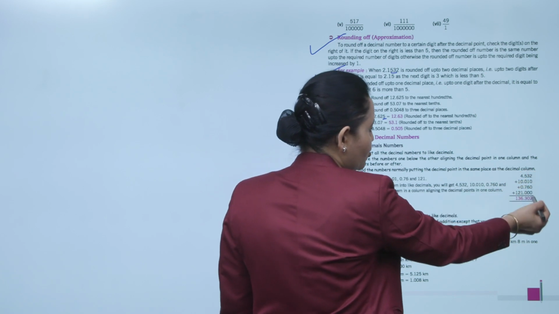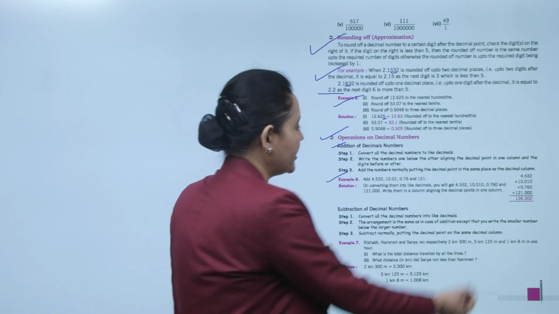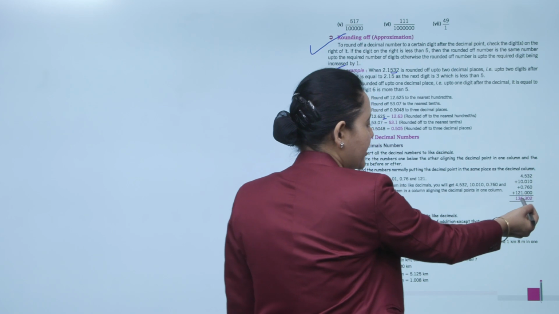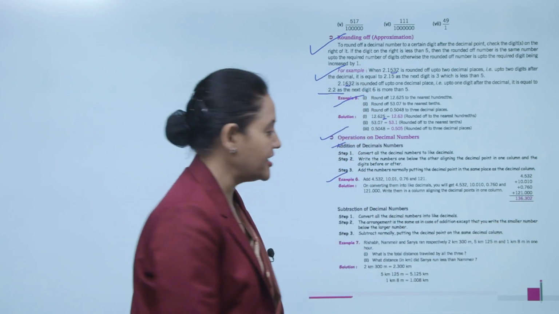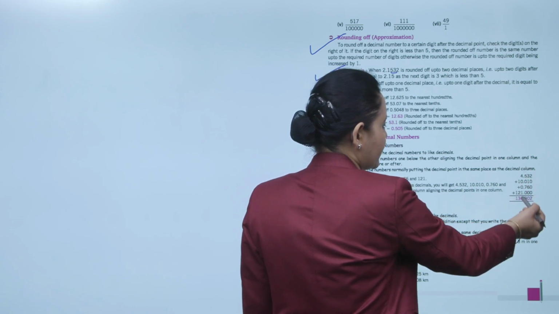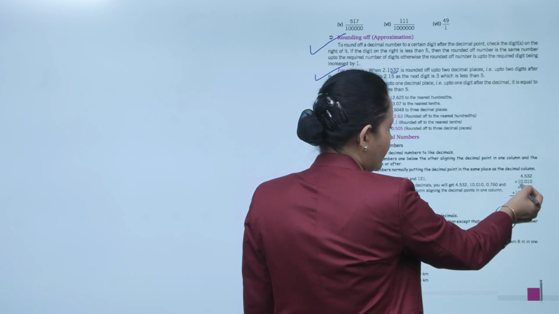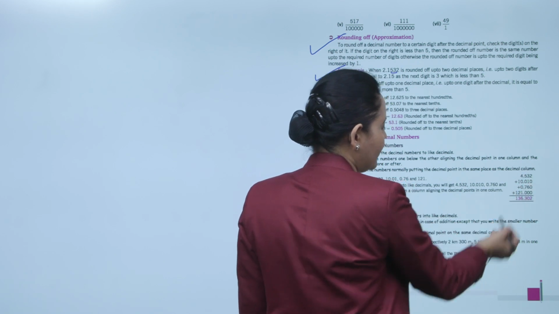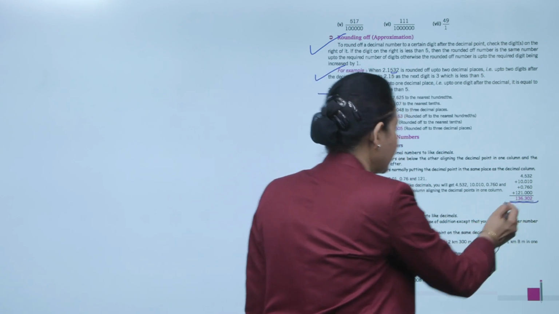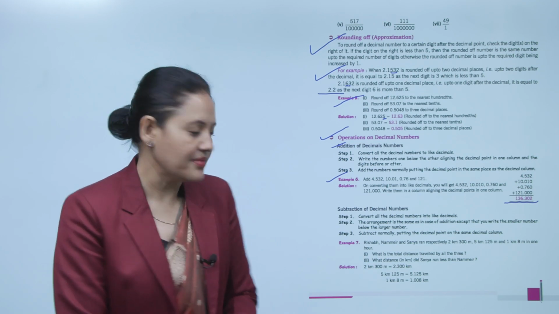Start from the right hand side. 2, 3 plus 1, 4 and 6, 10. So write 0 here, 1 carry over. 7 plus 5 plus 1, that is equal to 13. Write 3 here, 1 carry over. 4 plus 1 plus 1, that is 6. 2 plus 1, 3 and 1. So that is equal to 136.302. Clear? Next is subtraction of decimal numbers.